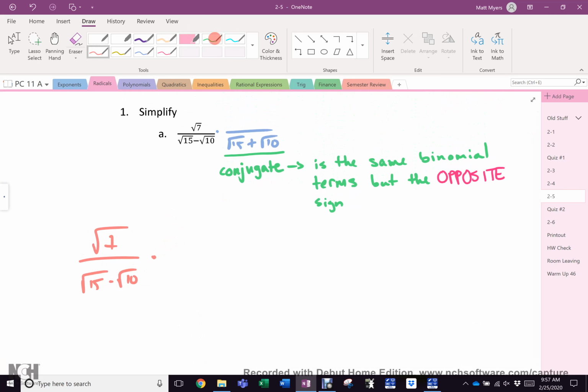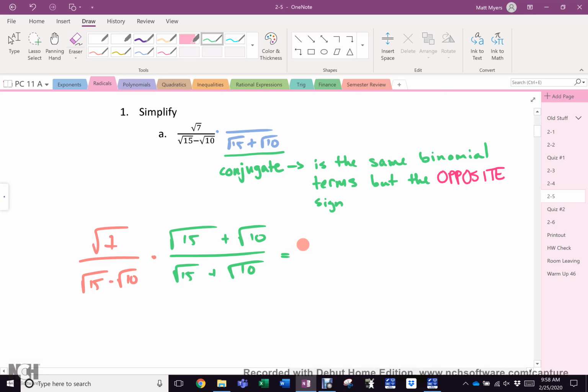And I'll use a different color. Root 15 plus root 10 over root 15 plus root 10. Is this still 1? Right? This is still 1, right? So the value's not changing, just the look. Now, I'm going to write it out completely. Would you write it out completely? Maybe you would, maybe you wouldn't. But I'm going to do it completely. No work in my head. I'm going to show everything on the paper, all right?